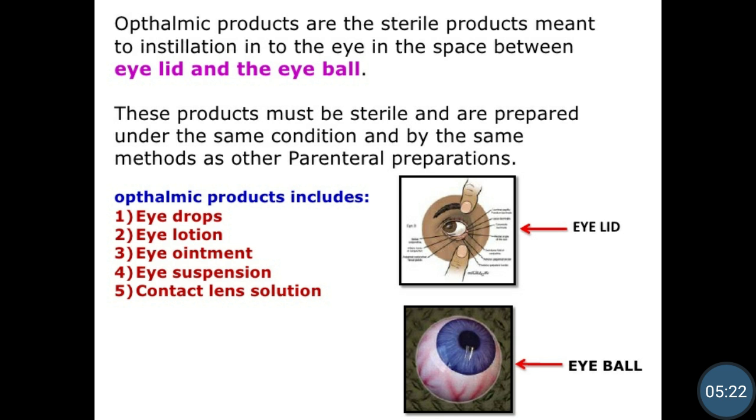So these products must be sterile and are prepared under the same conditions and by the same method as other parenteral preparations. All of you know that ophthalmic preparations are sterile preparations, which means they should be free from any type of contaminants, any type of microorganisms and pyrogens. As eyes are delicate organs, to avoid any adverse or toxic effect to the eyes, our ophthalmic preparation should be sterile, that is, free from all types of microorganisms. So the same care is taken while preparing the ophthalmic preparation as that of the parenteral preparation.